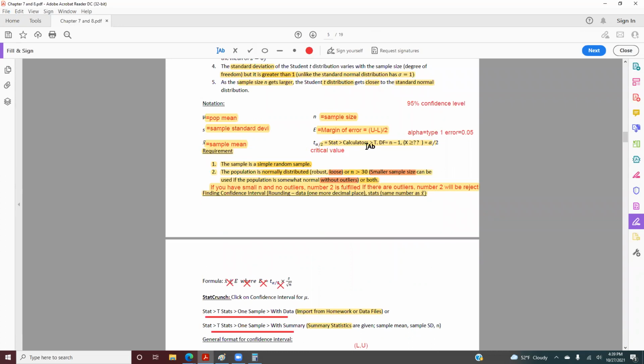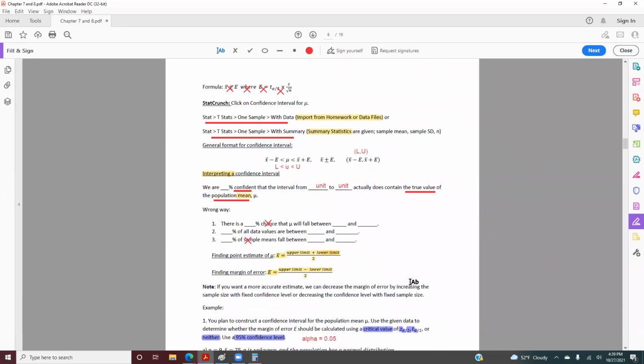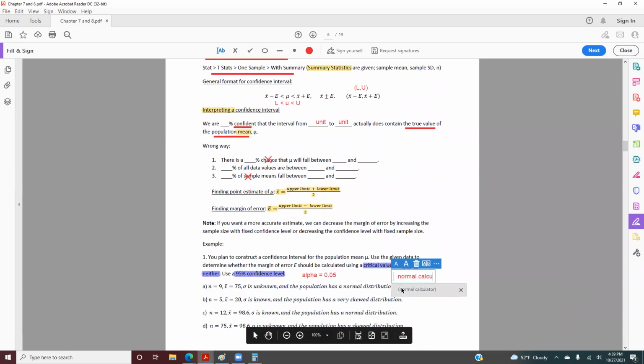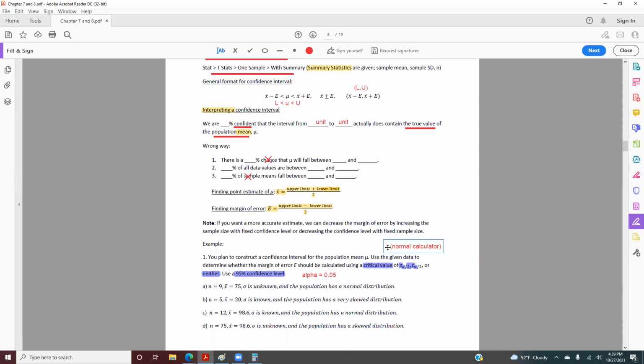If you're using Z alpha, you're using your normal calculator. Okay, this is for Z alpha. So if you're using Z alpha over 2, we are using your normal calculator to find out. But if you're using T alpha over 2, you will also be using a calculator, but we're going to use the T calculator.